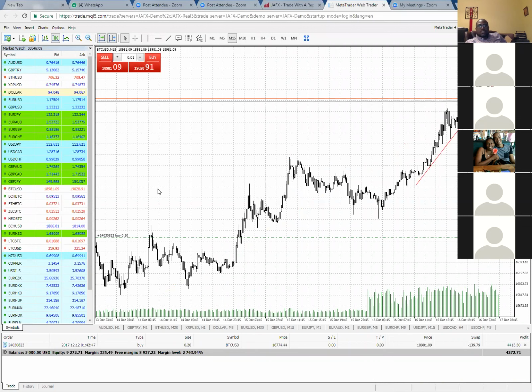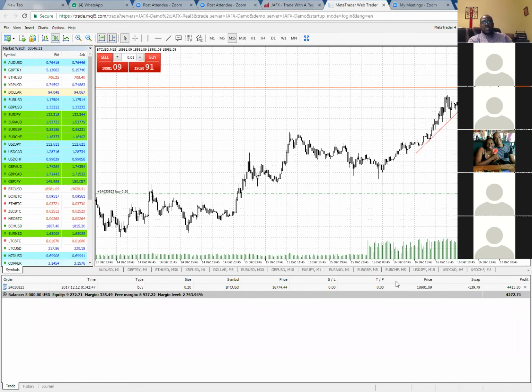Okay. So since our last training, I had put a trade on in Bitcoin in this particular account. You should be able to see that trade. It was a 0.20 lot size.